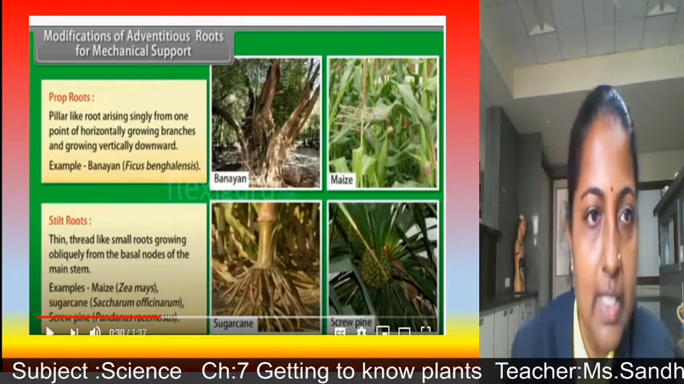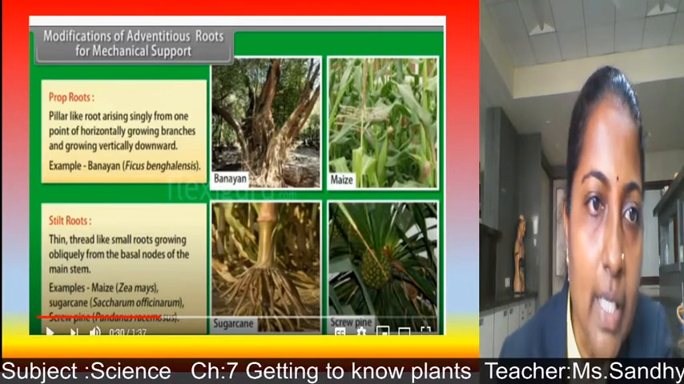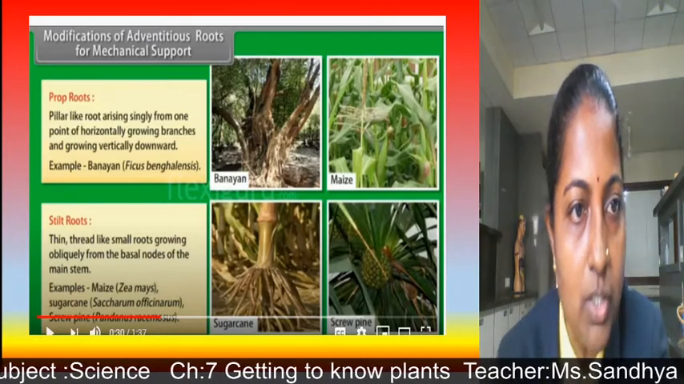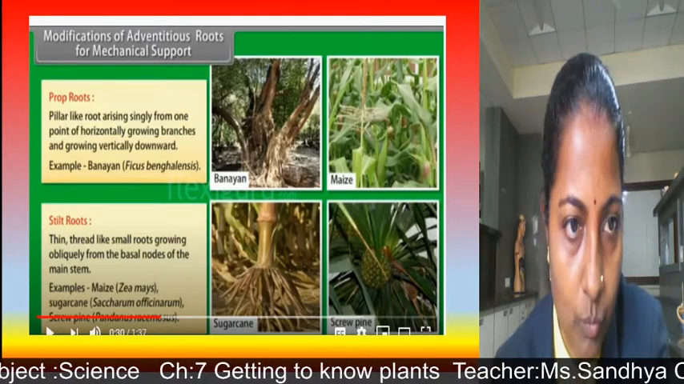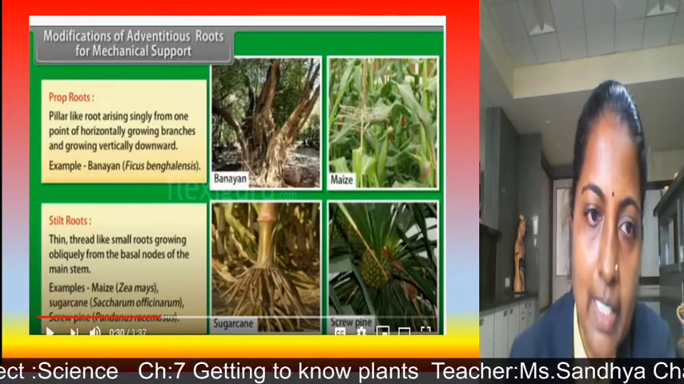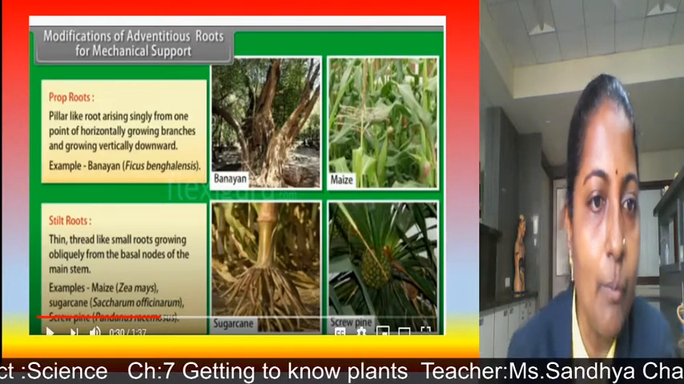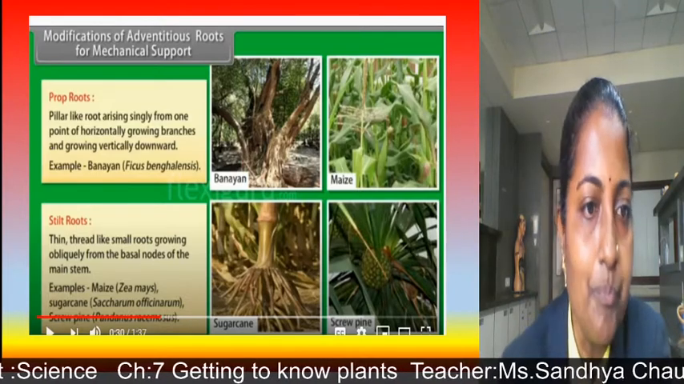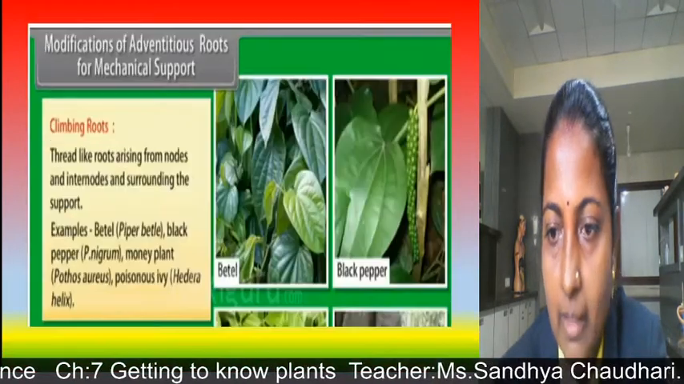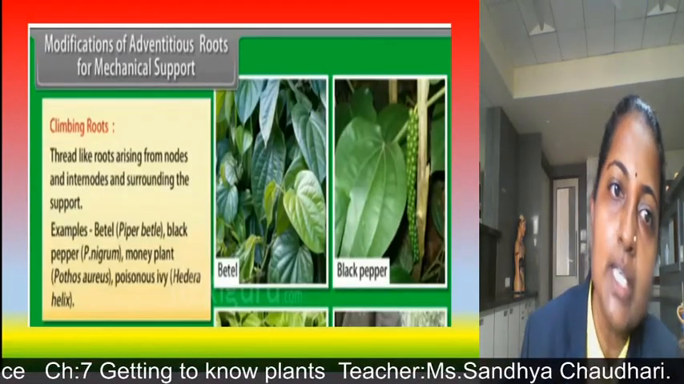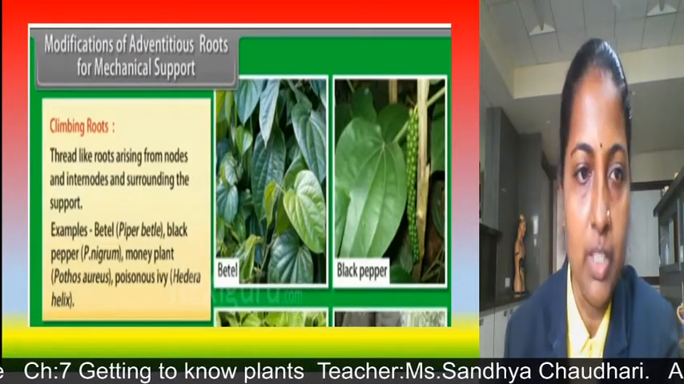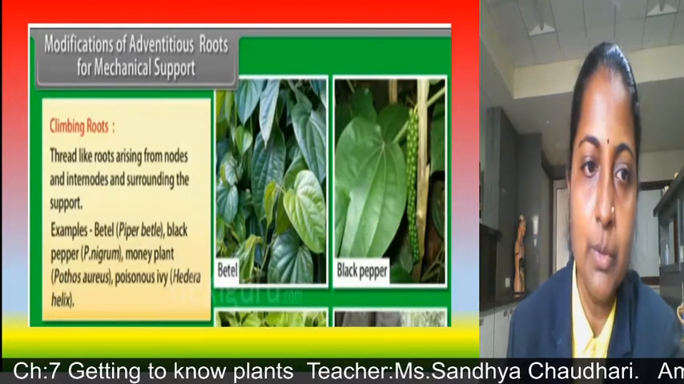Modifications of roots we will see now. Prop roots: pillar-like roots arising singly from one point of horizontally growing branches and growing vertically downward. Example banyan trees. And stilt roots: thin thread-like small roots growing obliquely from the basal nodes of the main stem. Example maize. Climbing roots: thread-like roots arising from the nodes and internodes and surrounding the support. Example betel, black pepper.